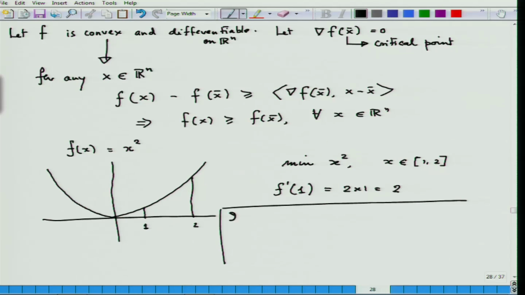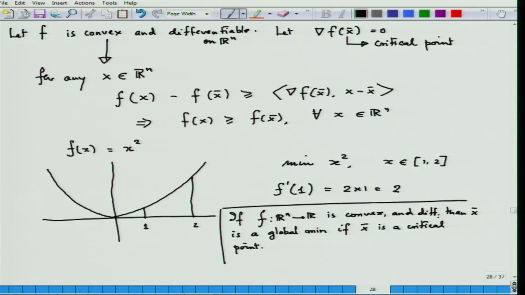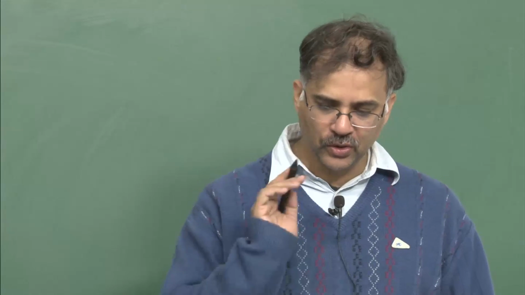So, if f from Rn to R is convex, we have a neat, nice condition. Now we have a clear little idea that if f is a convex function which is differentiable, then x bar is a global minimum if x bar is a critical point. If x bar is a global minimum, anyway it will be a critical point, and if x bar is a critical point, it is always a global minimum.